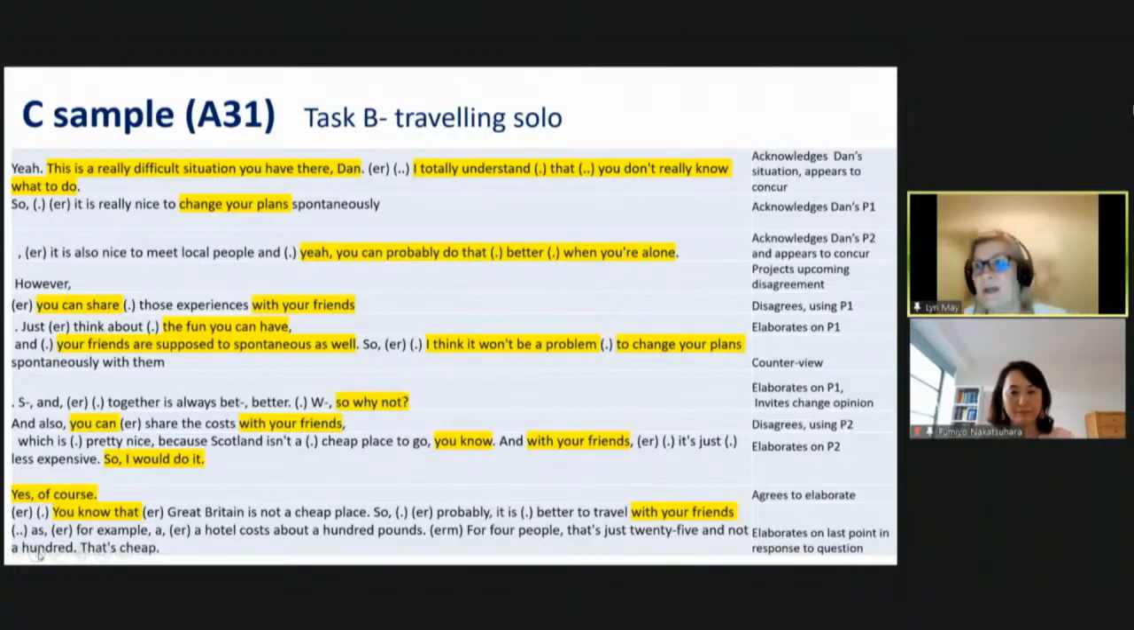So I think we can say that the architecture of talk there is quite different. The way that that response has been organised, and the orientation towards the interlocutor is very clear there, as well as a much wider range of interactional functions.